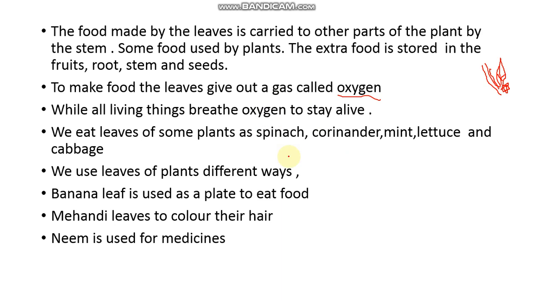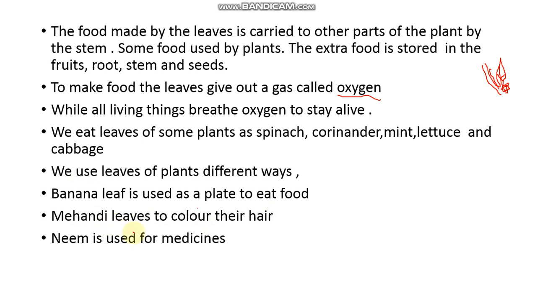Okay, students. These are all food for us human beings. We use the leaves of plants in different ways. How do we use them? See here, the banana leaf is used as a plate to eat food. You use banana leaves mainly at functions and festivals. So it is used as a plate.